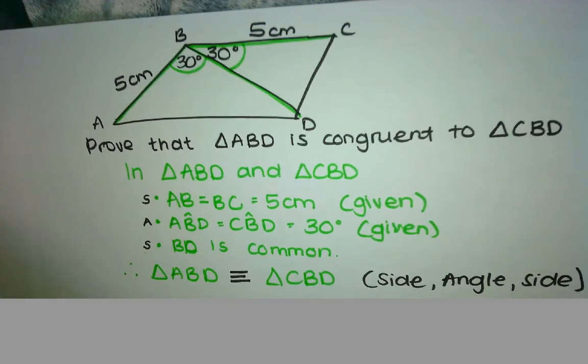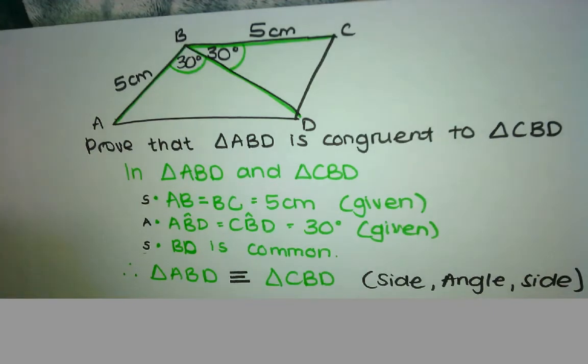Alright, so then we're going to write our conclusion. Therefore, triangle ABD is congruent, the three lines going horizontally, to triangle CBD, and the reason is side, angle, side. The angle has to be in the middle between both of the sides, otherwise your answer is wrong. Okay, so that is pretty much it.